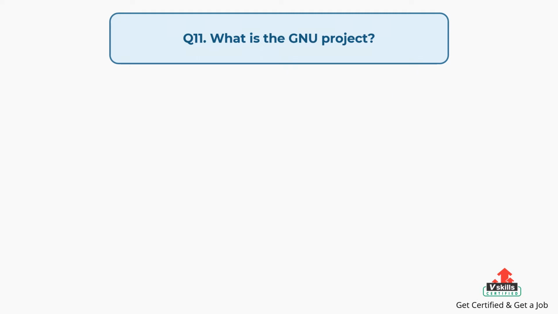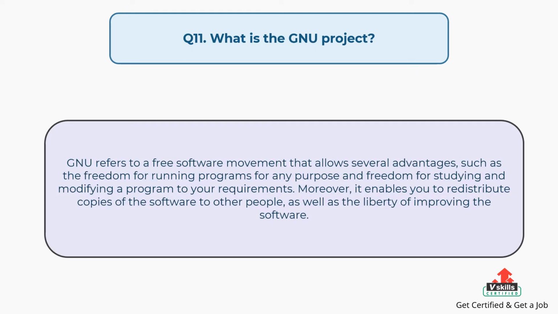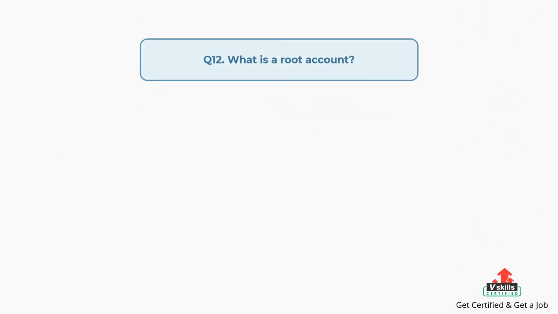Question number 11. What is the GNU project? The answer is GNU refers to a free software movement that allows several advantages, such as the freedom for running programs for any purpose and freedom for studying and modifying a program to your requirements. Moreover, it enables you to redistribute copies of the software to other people, as well as the liberty of improving the software.